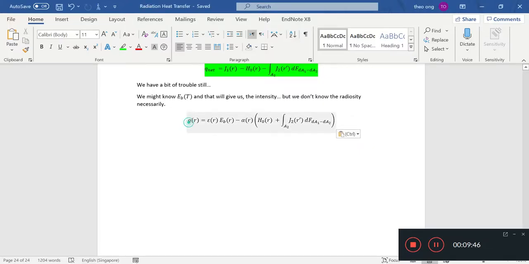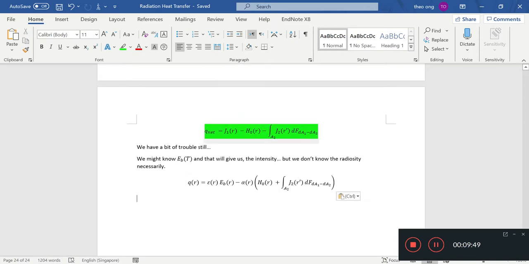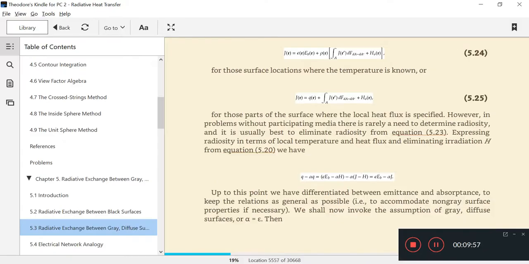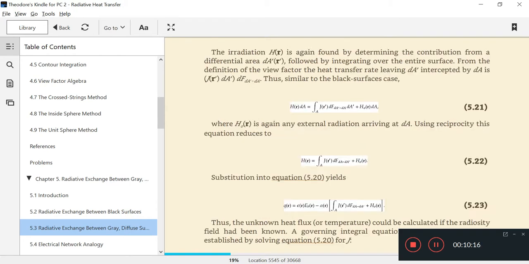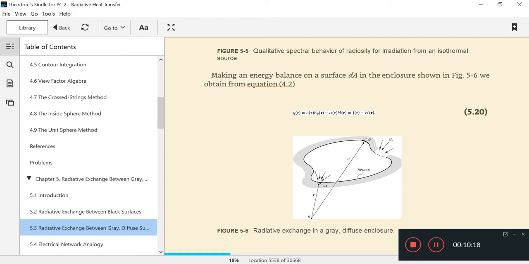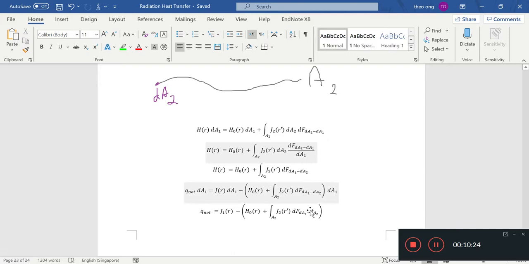Again, it's just restating the same equation in a different way, because previously we had the radiosity. Now we want to get rid of it. So the other thing is to get rid of this radiosity as well. So the next thing is to express in terms of local temperature and heat flux, and eliminate the incoming irradiation H from equation 5.20. So what's equation 5.20? This is this here. This is the basic equation we started with.